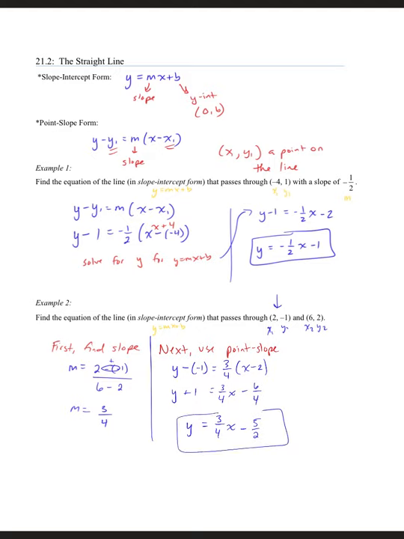So now we have our equation in slope-intercept form. You can always check this by typing this into your calculator to graph it and just double check that those 2 points do fall on that line. Or you can just take these points and substitute them in for x and y and just be sure that it makes the equation true.